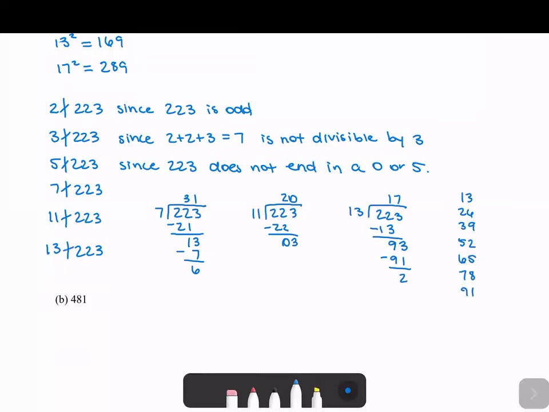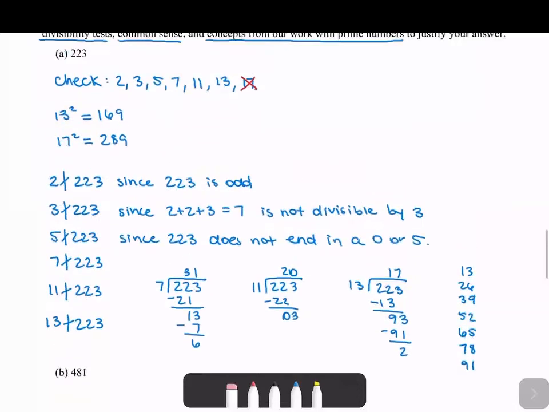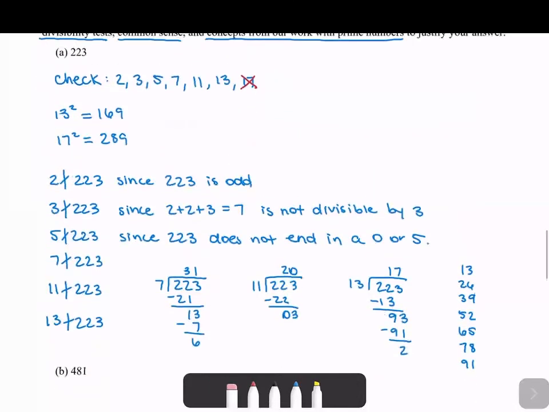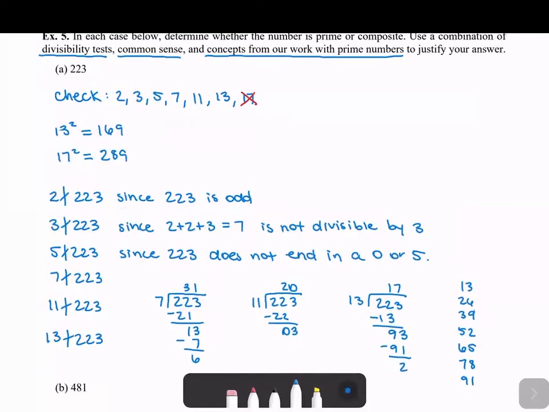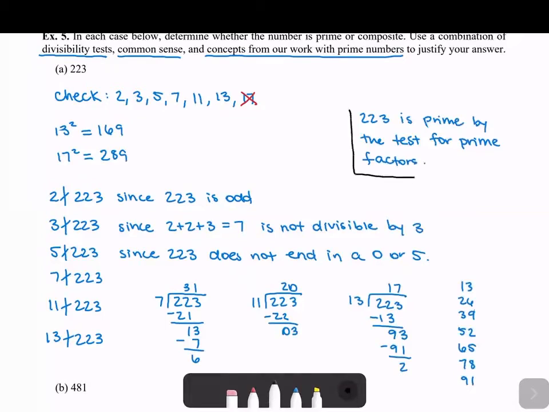So none of these numbers divide 223. So 223, right up here where I have space. So 223 is prime by the test for prime factors. And this is my answer.